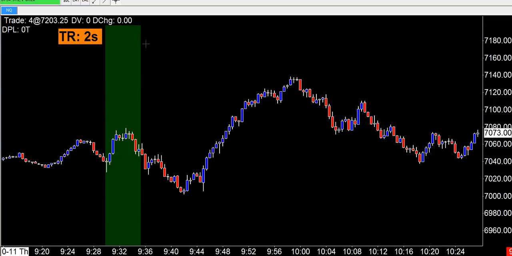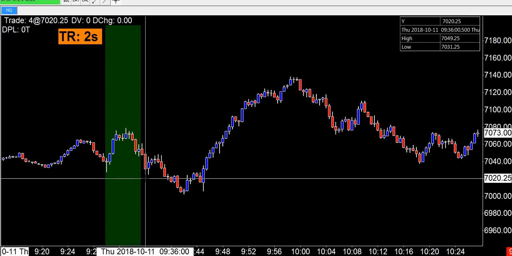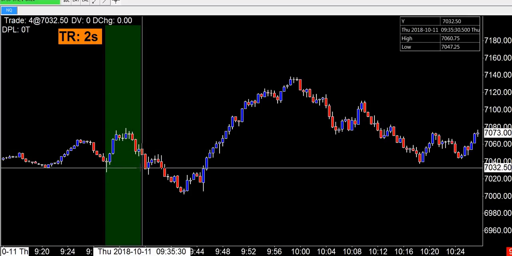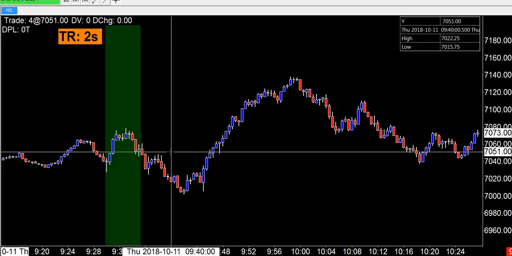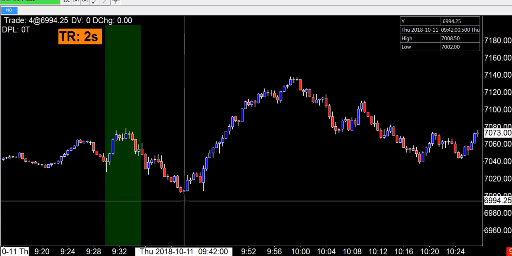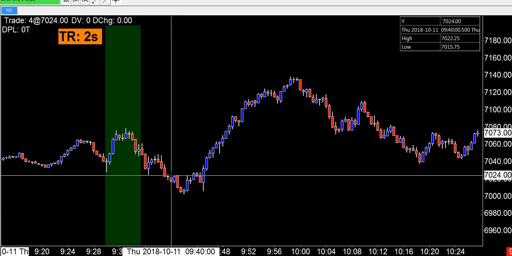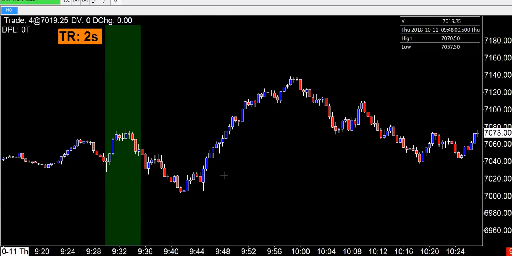Okay, so what do we got here? We come out of the session here, and you definitely got a pullback over here. This candle here is 13 points. Obviously, you're not getting filled over here. Then it comes down here, and you got a little pullback over here, and we take out that high.